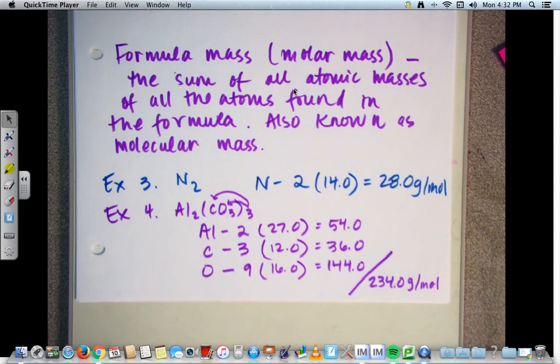You should now complete your molar mass worksheet.